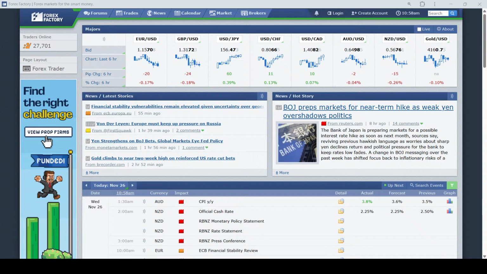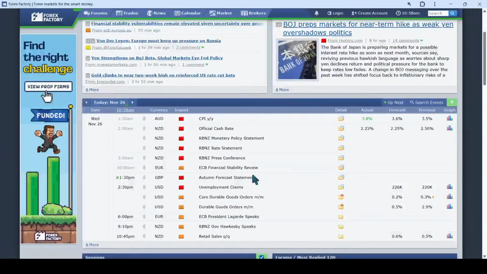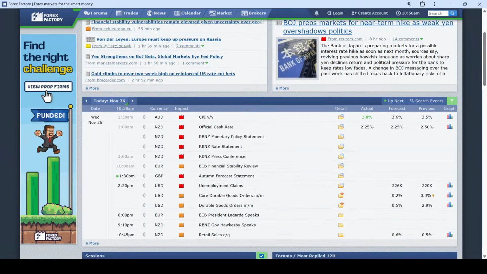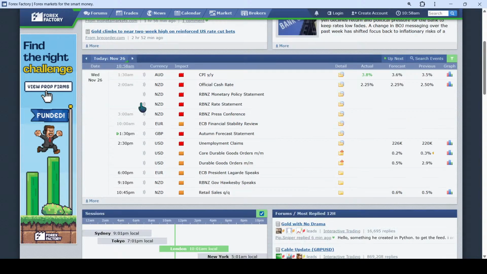Okay, so let's get into this. Today being 26th of November. Okay, we've already had most of the news for the day. Basically, I only left out the medium impact and the high impact news. All right, so we have the forecast statements, and by 2:30 we have the USD with unemployment claims.